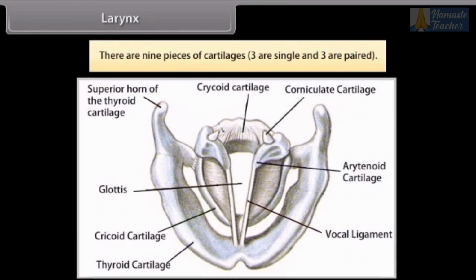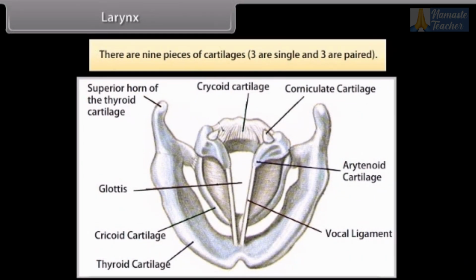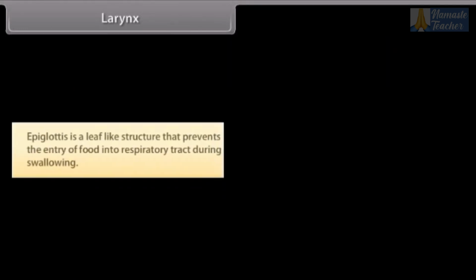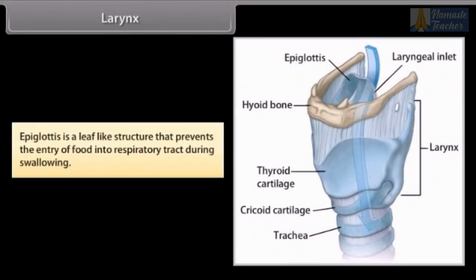There are 9 pieces of cartilages. 3 are single and 3 are paired. Epiglottis is a leaf-like structure that prevents the entry of food into the respiratory tract during swallowing.